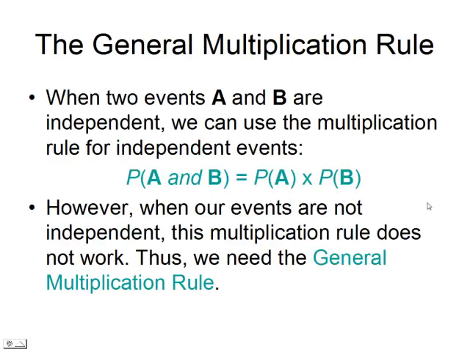When two events A and B are independent, we can use the multiplication rule for independent events. The probability of A and B is equal to the probability of A times the probability of B. However, when our events are not independent, this multiplication rule does not work. Thus, we need the general multiplication rule.